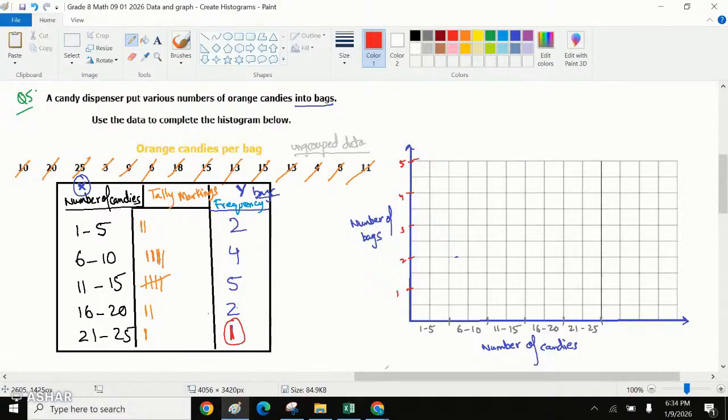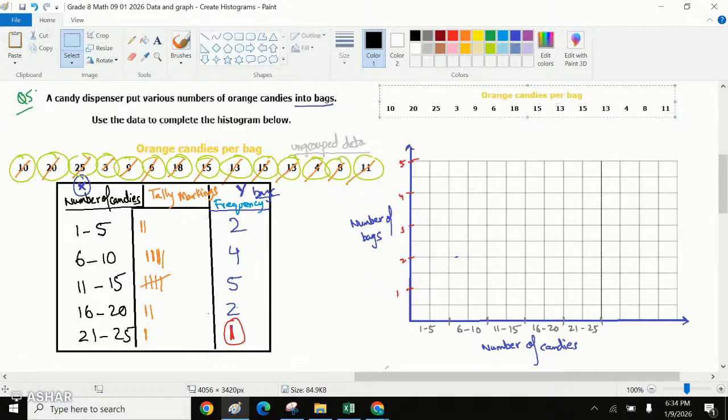I'll explain this. When we had this information given to us, these were the numbers given to us, right? From the ungrouped data, we made the grouped data. I'll just copy these numbers again so we have them on the screen, and I will do the tally again for you. So if I could see 10 over here, I made one marking for 10. Then I had 20. For the range of 20, I made one marking.